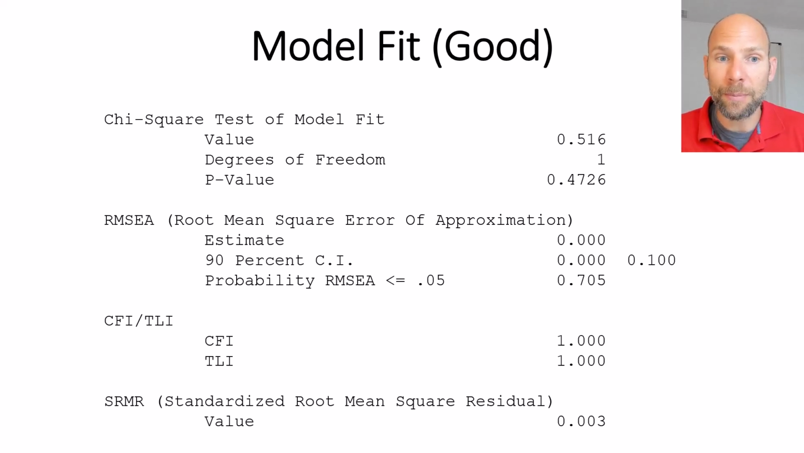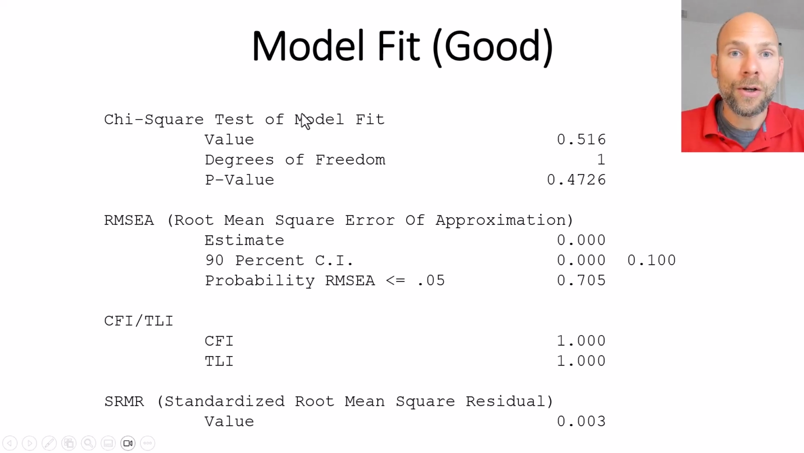So here you can see the p-value for that chi-square test of model fit is 0.4726, which is greater than a common alpha error level of 0.05 that we typically use for tests of statistical significance. So here the null hypothesis does not have to be rejected and we can retain the model. We don't have to reject the model because the chi-square test of model fit does not indicate a significant discrepancy between our model and our observed data.